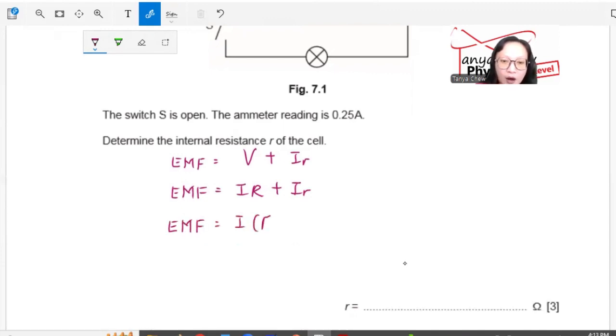So I(R plus r). EMF is given as 1.8, current is 0.25, R here is given as 6 ohms. So you put 6 plus r. Work it out for your internal resistance. You should get 1.2 ohm as the answer.